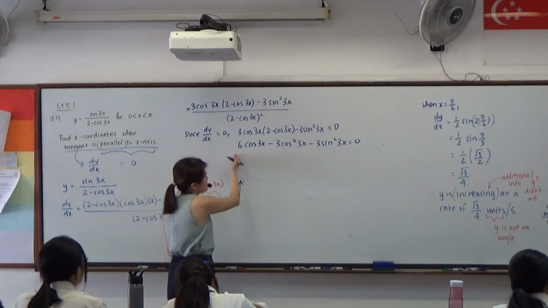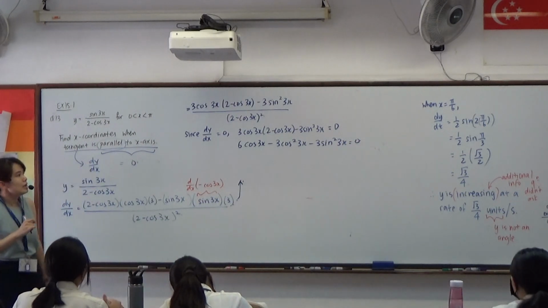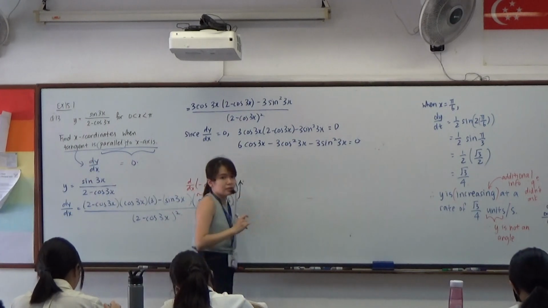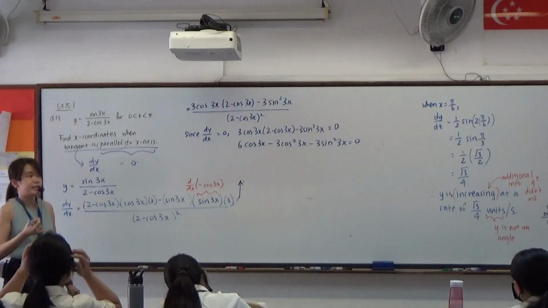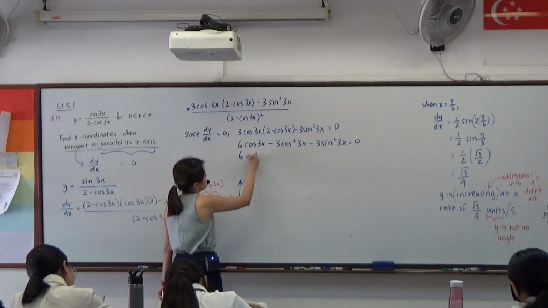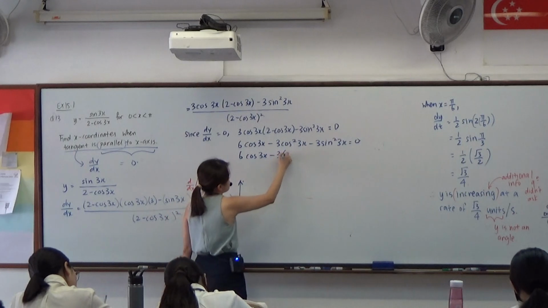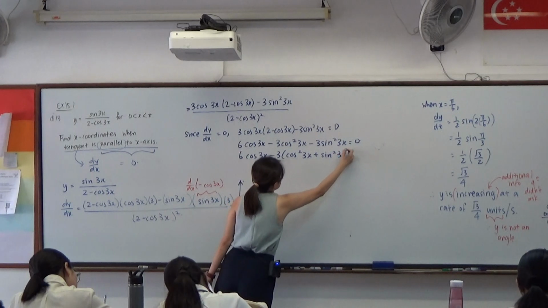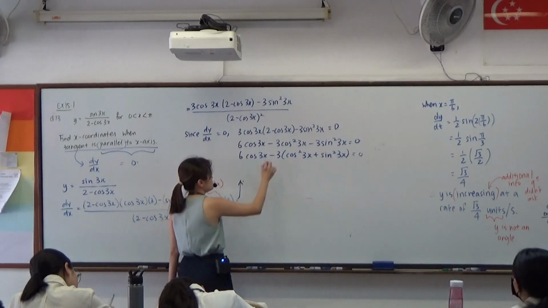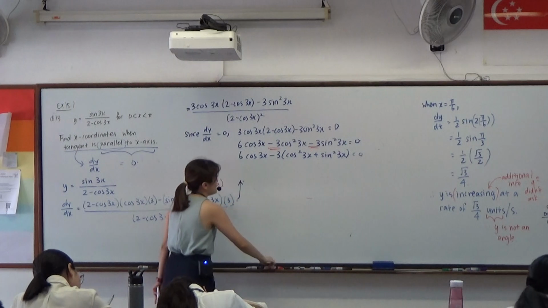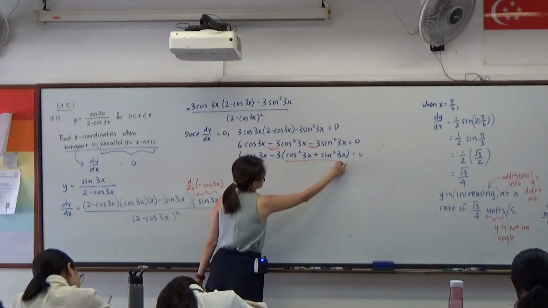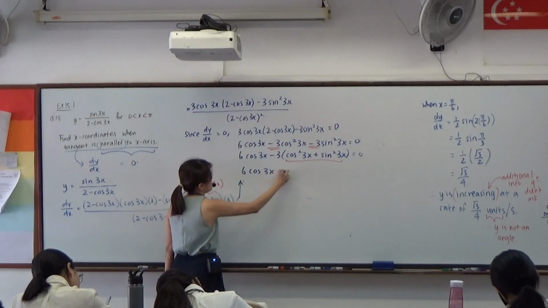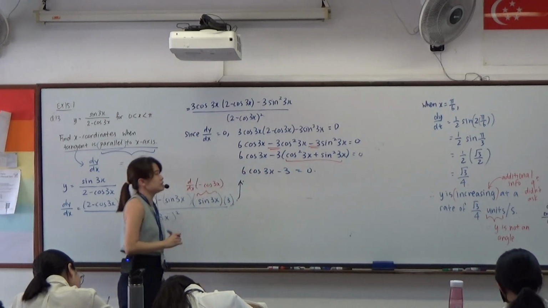So upon expansion, we have this. I want us to be able to observe that with the cosine square and sine square, it should ring a bell in terms of the identity to use. And that is actually your sine square plus cosine square. So we can factorize out the 3 first, and then we will be able to see this cosine square 3x plus sine square 3x, and that's equals to 1. So 3 times 1 is just 3.